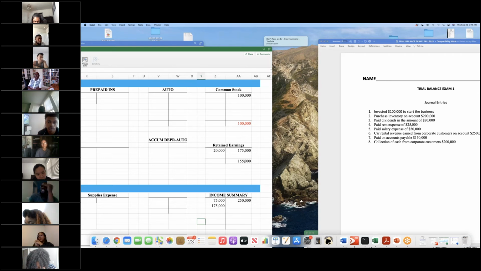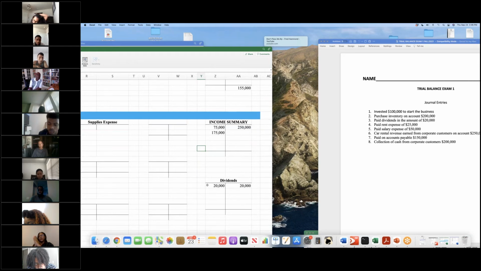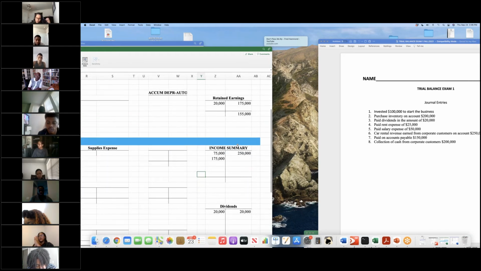Do we have to put the income summary on the T account as well, sir? Income summary is right here. All I see is retained earnings, sir. Below it. Thank you, sir. Give me 1 sec. No problem.